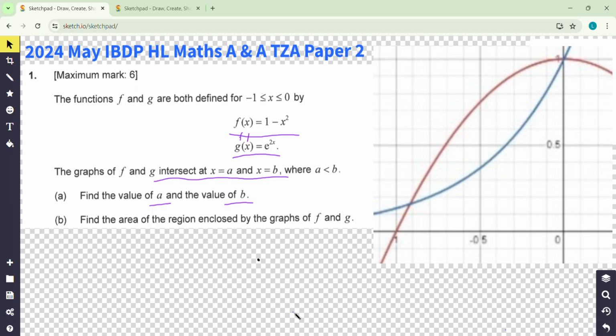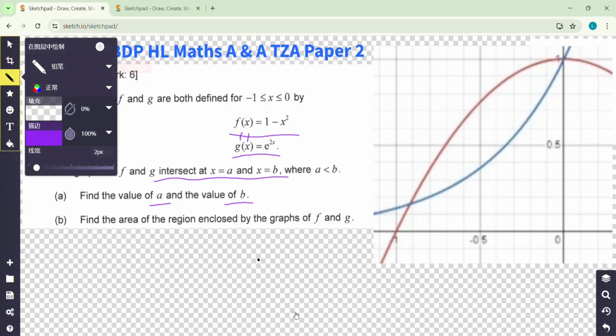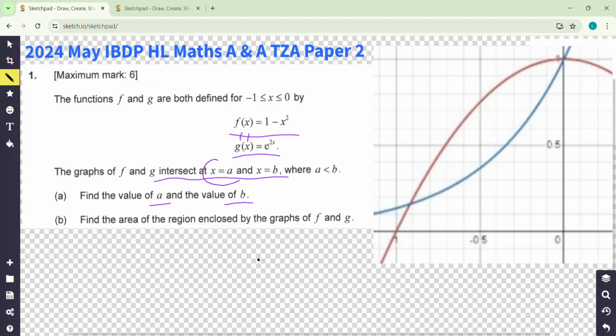And then you need to find out the value of a and b. Okay, ask your calculator to help you. What is a and b? X coordinate. So remember, look for the x coordinate of the 2 points, okay. See if we can get it. Okay, so this point and this point. You know how to do it, okay. You know how to ask your calculator to do so.